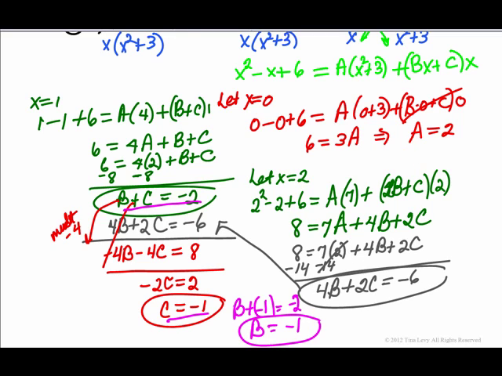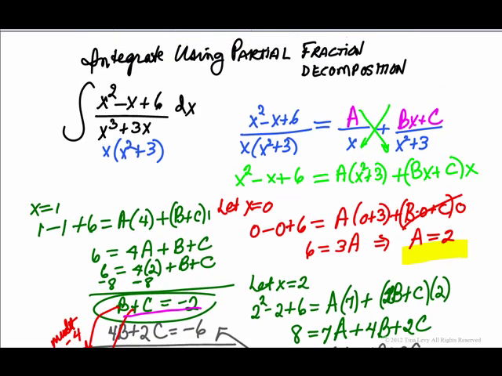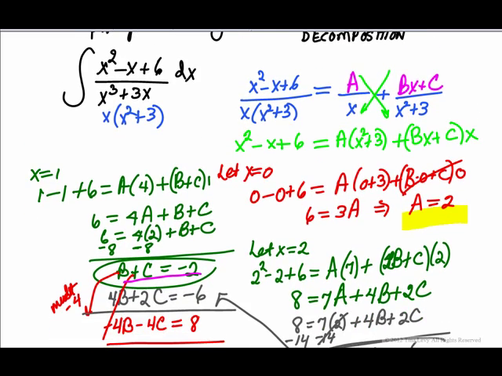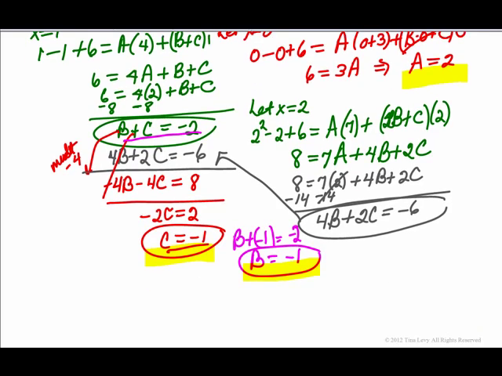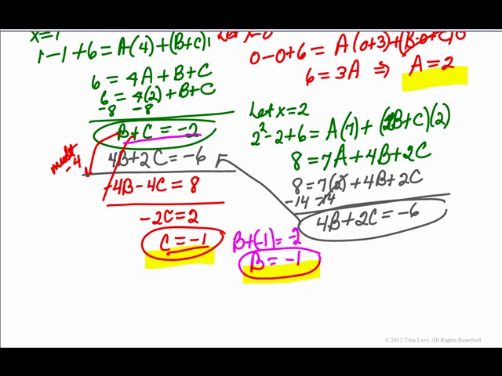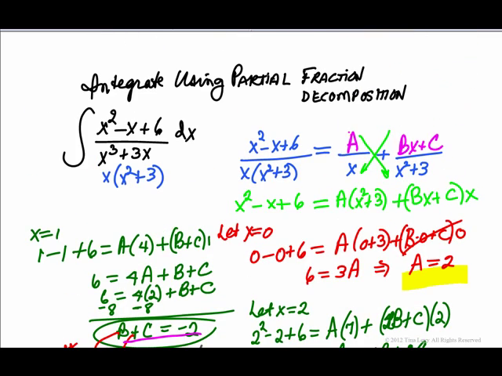Okay, so I've gotten what a is, I've gotten what b is, and I've gotten what c is. And now I will replace a, b, and c for my partial fraction decomposition. So we go back here and we see that a was 2, b was negative 1, c was negative 1. So a is 2, b was negative 1, c was negative 1. So we've got a nice decomposition.